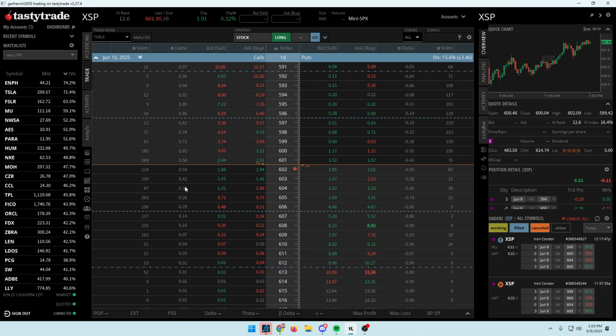The delta, if you want to look at it at the very base level, is how much the option increases in value for every $1 move. At 602, this option at 1.89 is going to increase by 49 cents. So 1.89 plus 0.49 at 602. So as it moves up to 603, that'll be, somebody help me with the math, 2.20 something.